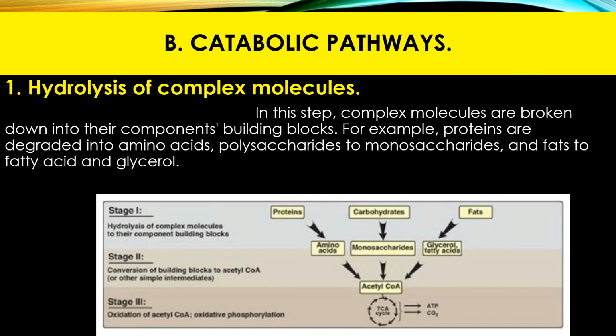Here the first step is explained again. First of all, hydrolysis of the complex molecules. In the first step, the complex molecules are broken down into their components, building blocks. For example, proteins are degraded into amino acids, polysaccharides to monosaccharides, and fats to fatty acids and glycerol. So here is the first conversion, hydrolysis of the complex molecule: protein into amino acid, carbohydrate into monosaccharides, and fats into glycerol and fatty acids.